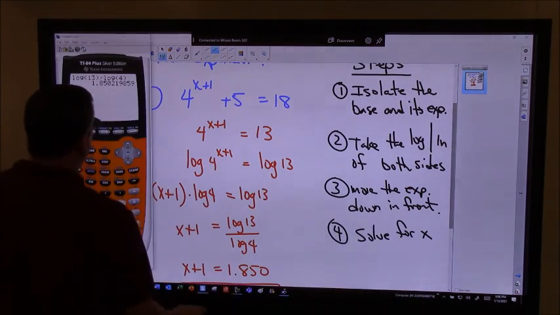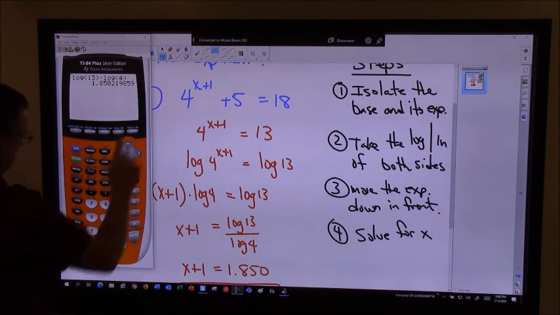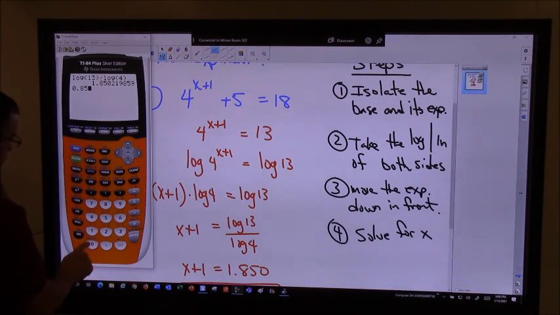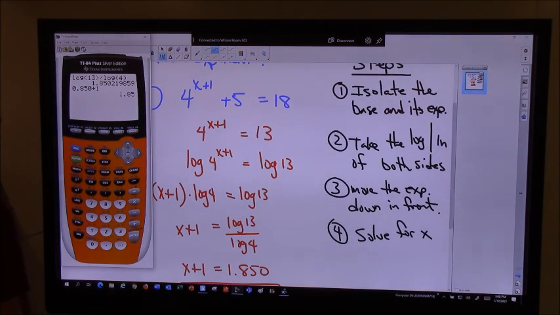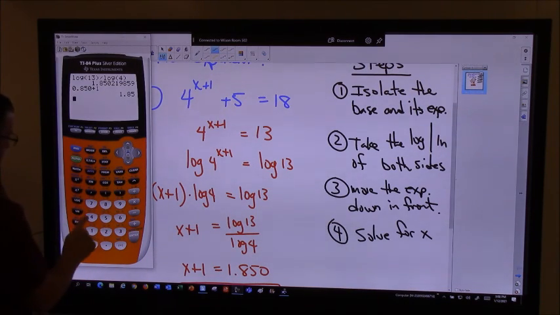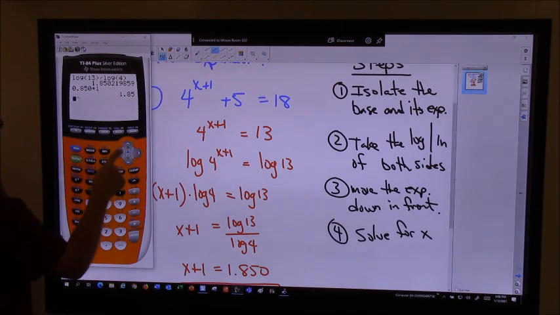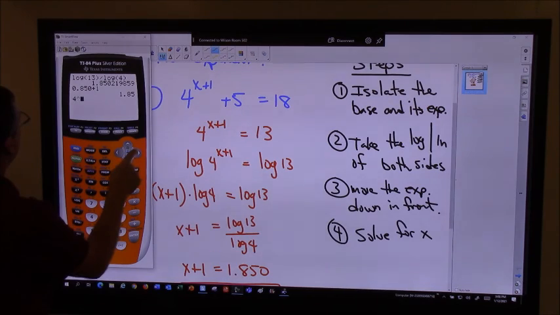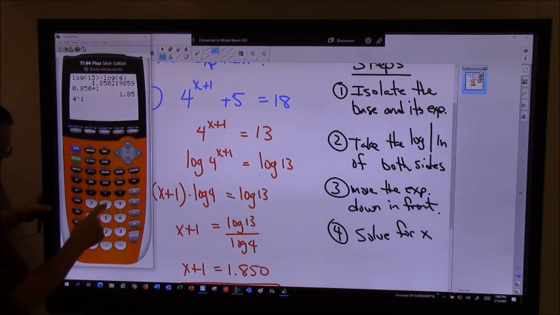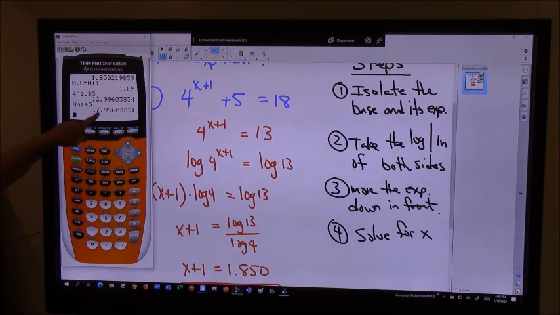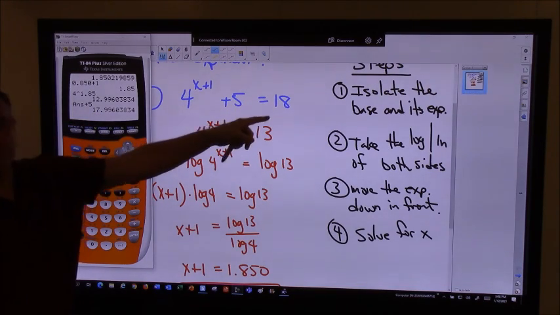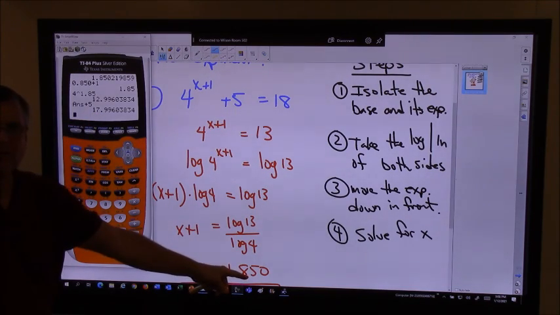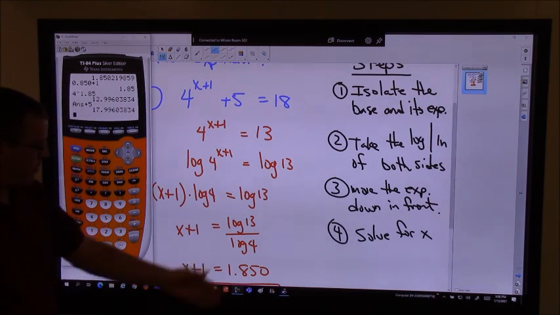So let's go back to our calculator. All right, I'm going to do 0.850 plus 1. There's my exponent. I'm now going to do 4 raised to that. So 4 raised to... Come on, go up there. Oh, this calculator doesn't do that. Sorry. Raised to the 1.85 equals plus 5. And there we go. I got pretty close to 18. I'm off by a little bit because I rounded this number, right? But we're going to have to do that. We're always going to have to round our final answer.